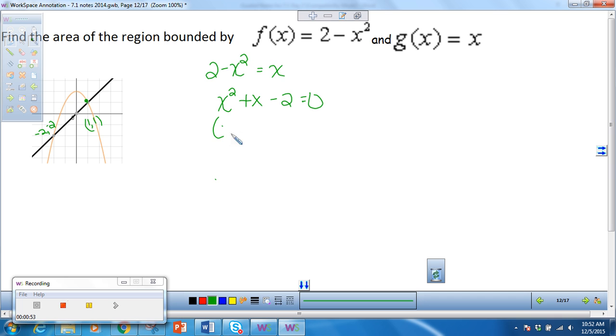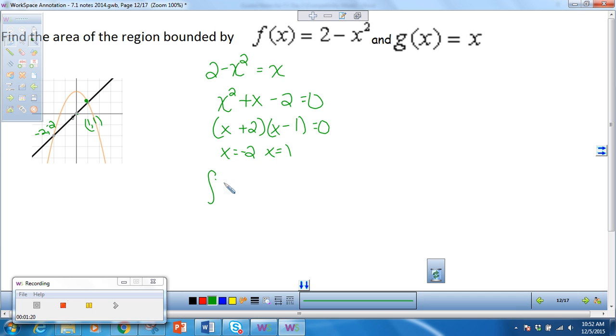That comes up a lot, it seems like. So this is (x + 2)(x - 1). Is that right? I'm going to go to positive 2 in the middle, positive 1 in the middle. And so we get x is equal to -2, x is equal to 1, which corresponds to what we got here.